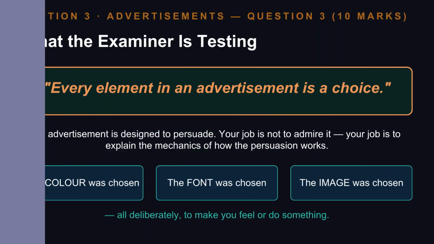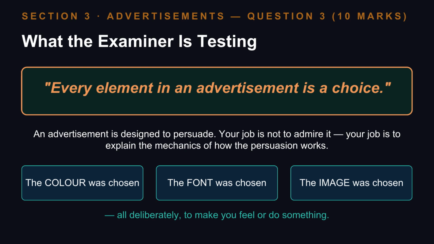An advertisement is a text designed to persuade. The examiner wants to know if you can break down exactly how that persuasion works. Think of it this way. Every single element in an advertisement, we talk about the color, the font, the image, the slogan, was chosen deliberately to make you feel something or do something. Nothing is there by accident.